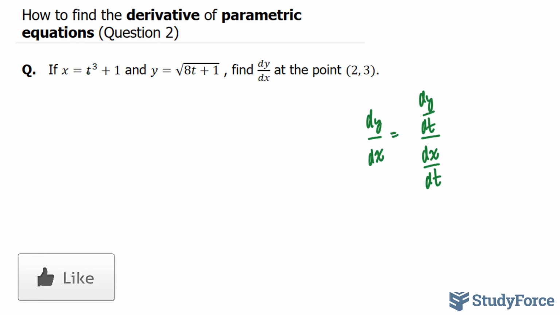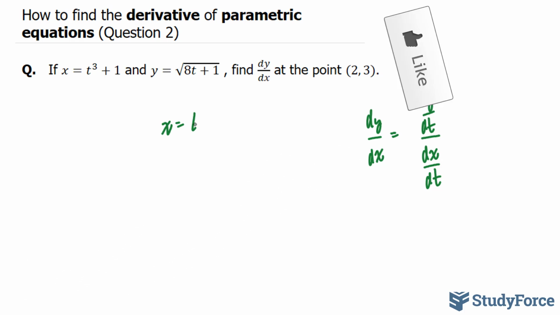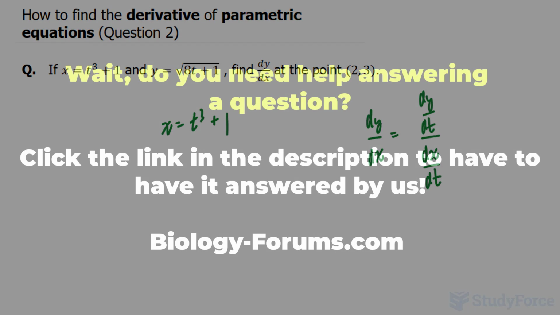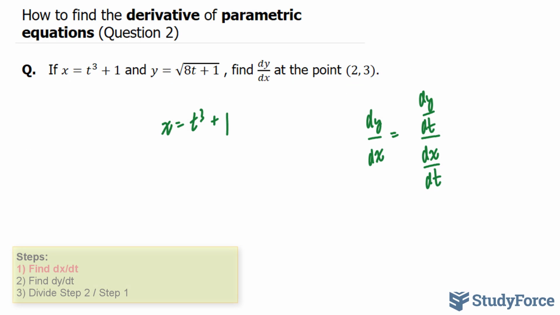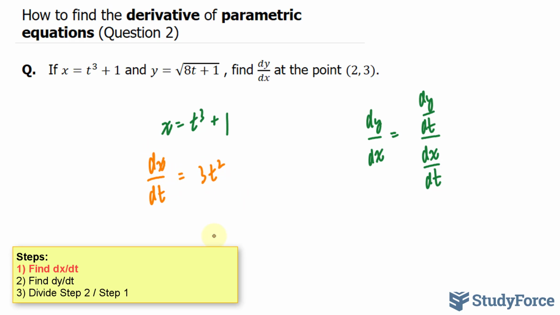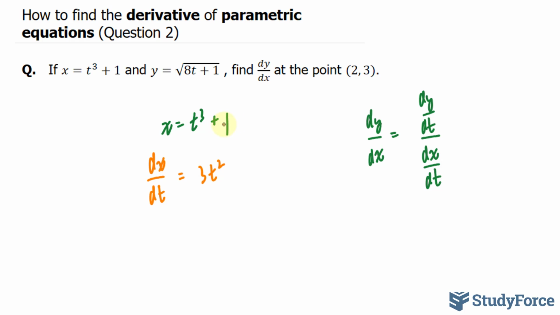So I'm going to start by finding the derivative of the easier equation, which is x is equal to t to the power of 3 plus 1. If I find the derivative implicitly, I end up with dx over dt is equal to 3t to the power of 2. This 1 becomes a 0. So I just found this part. Now I need to find this part.